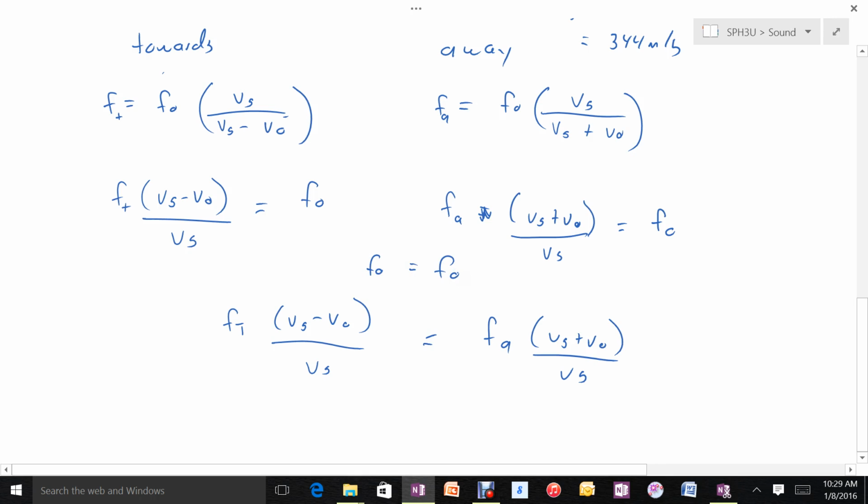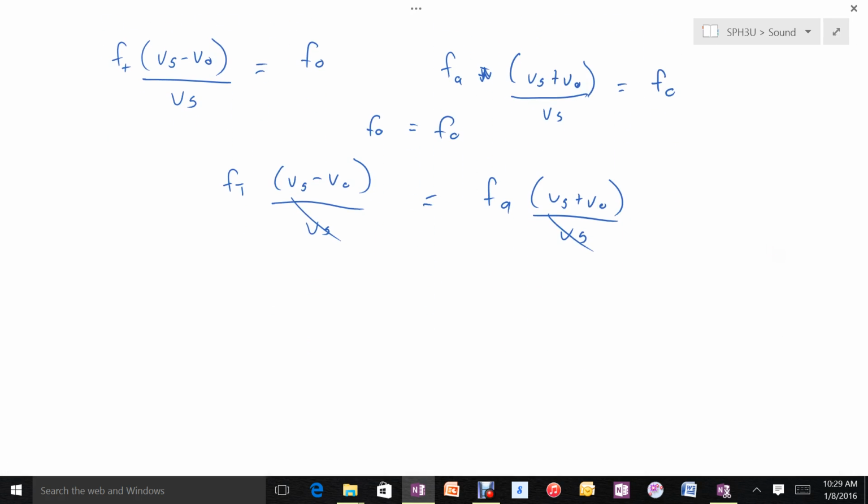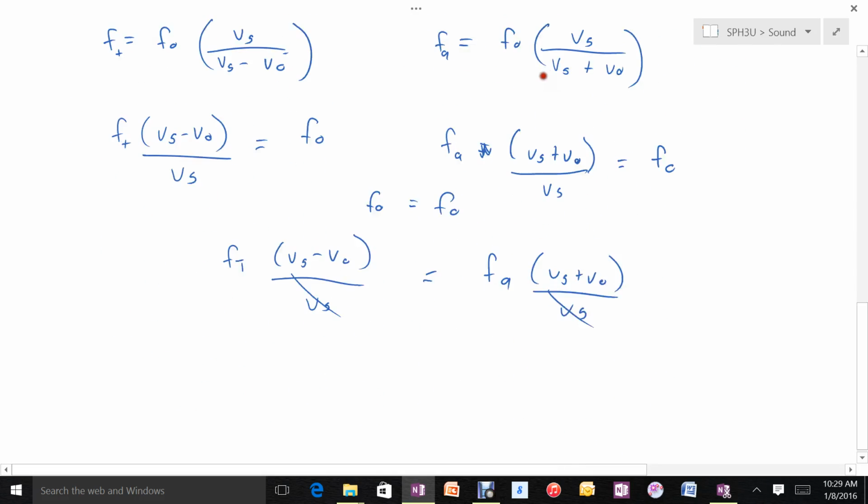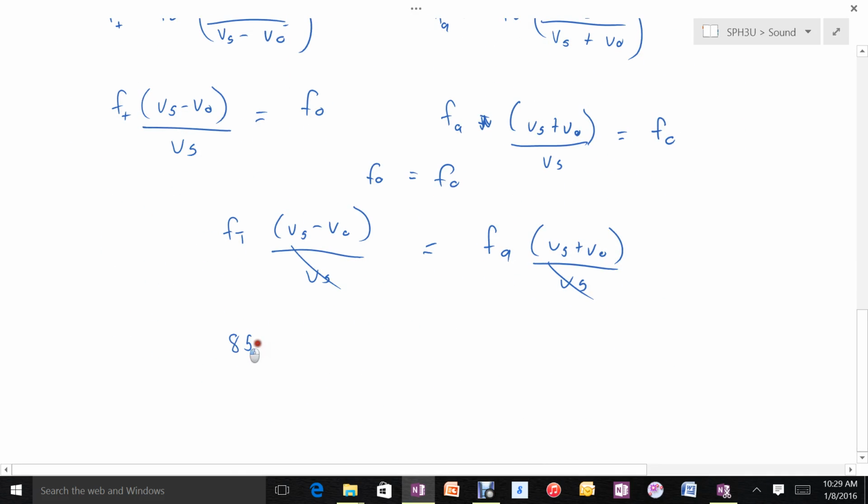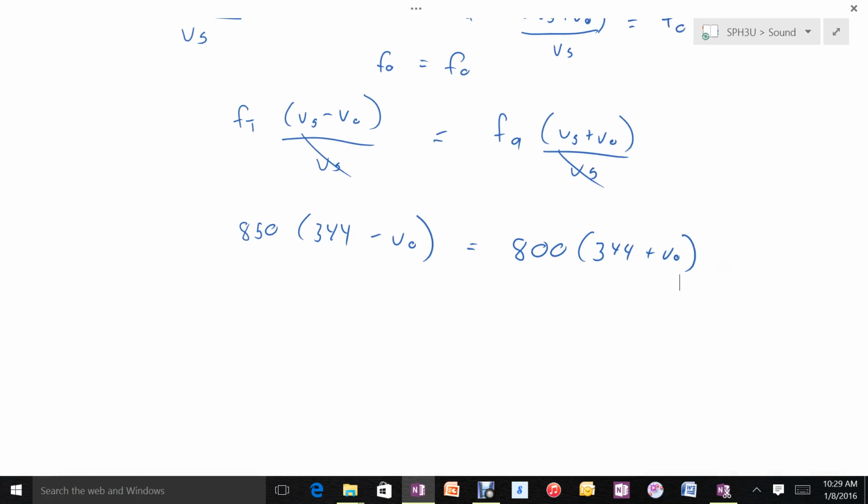Now we're just going to try and simplify these as much as we can before we try to solve. First of all, recognizing the speed of sound is on the bottom on both sides and isn't zero, we can just get rid of it. Now, the towards value was 850 times 344 minus Vo. And the away value was 800 times 344 plus Vo. So here we have something that we can solve directly.